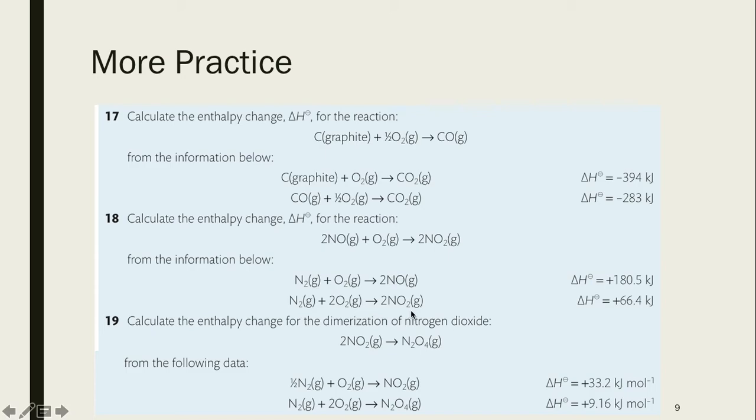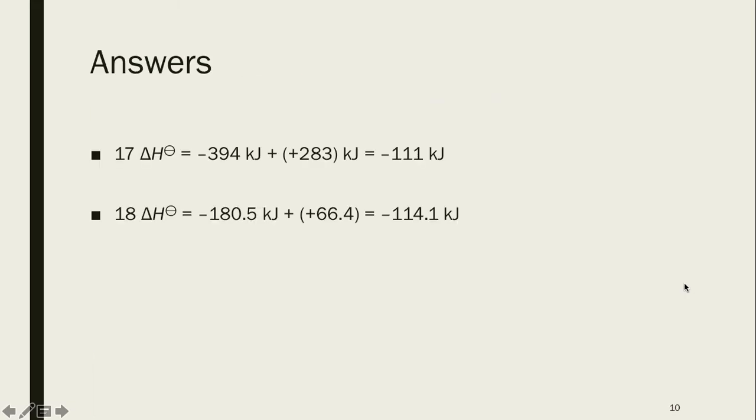By doing that, we will be able to get nitrogen molecules canceled out on both sides, and we will also be able to cancel out one of the oxygen molecules. So the only thing we did here was flip the first equation. Make the reactants products, switch them, make this positive 180.5 into negative 180.5, and you should have gotten negative 114.1 kilojoules.